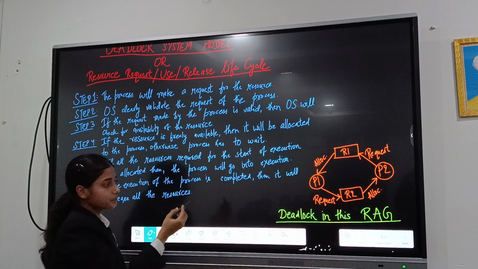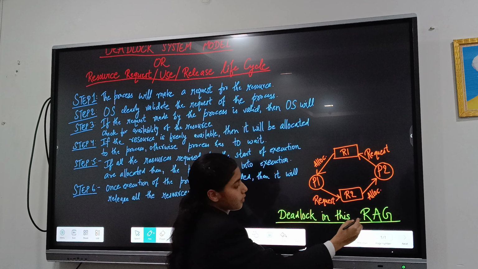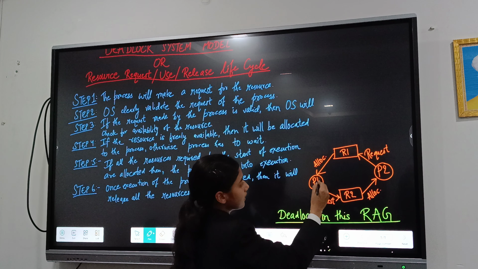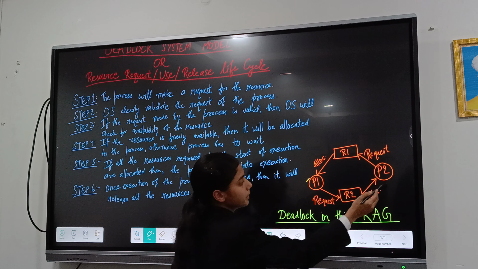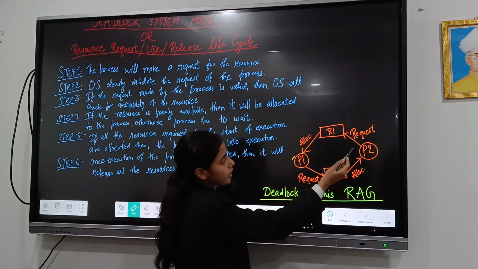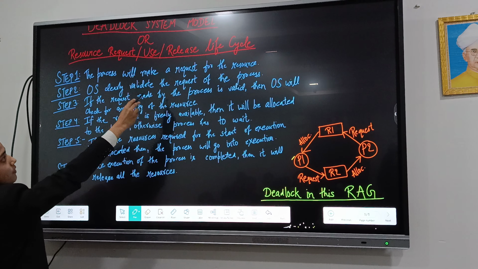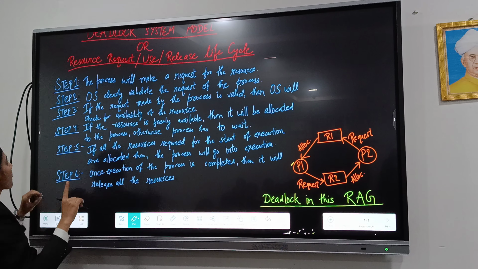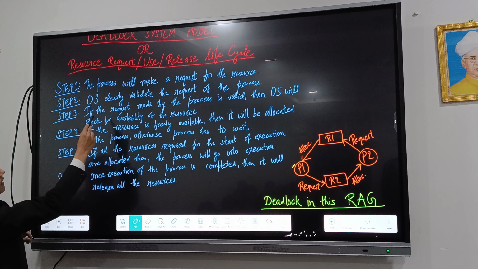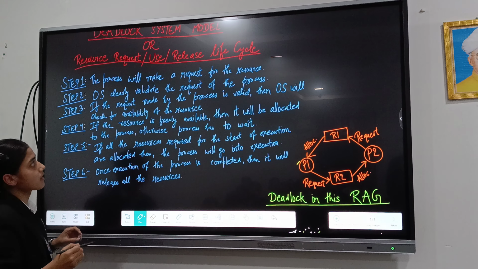for the resource. From this graph, the resource allocation graph, we can say that there are two processes, P1 and P2, and P2 is requesting for resource R1. So that is what is written, that the process will make a request for the resource first. Then the second step is that the OS validates the request of the process.